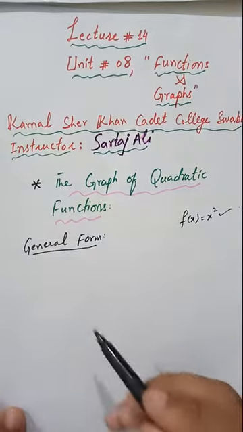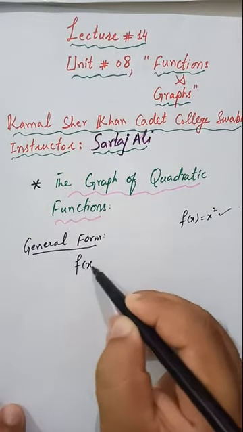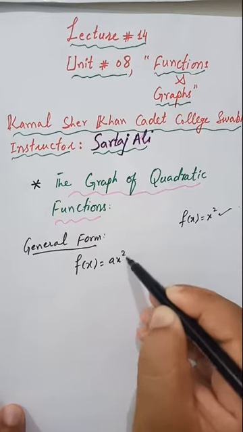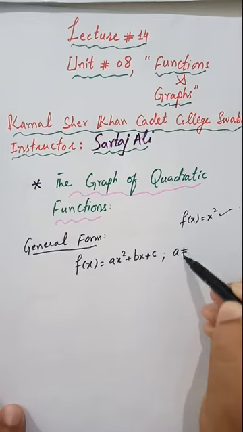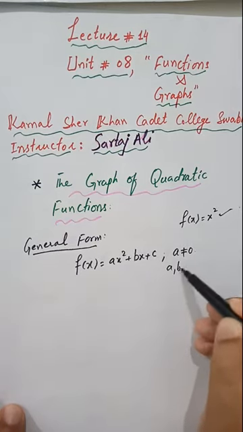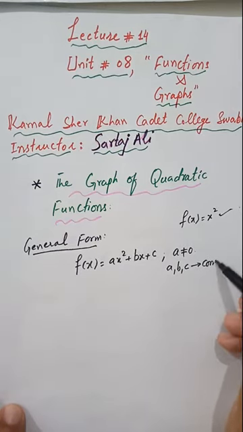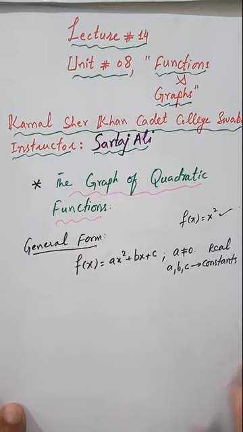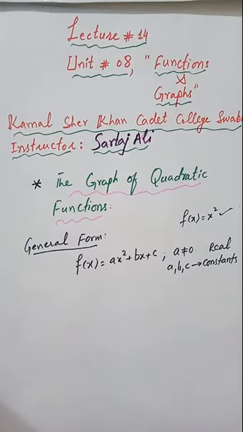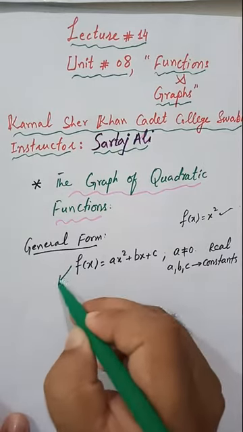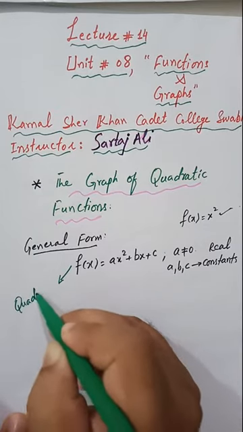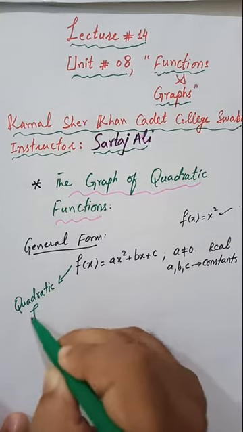The general form of the quadratic function is f of x is equal to ax square plus bx plus c, where a is not equal to 0 and a, b and c are real constants. So this is a quadratic function. This is the general form of the quadratic function.